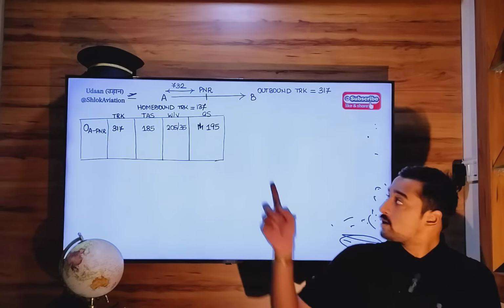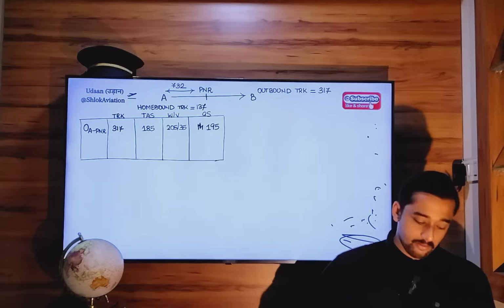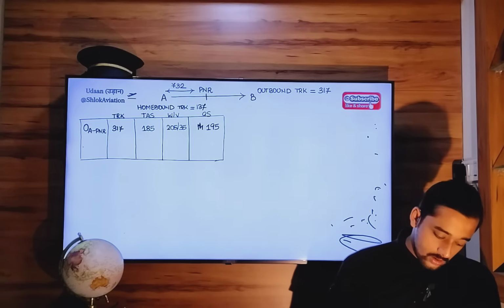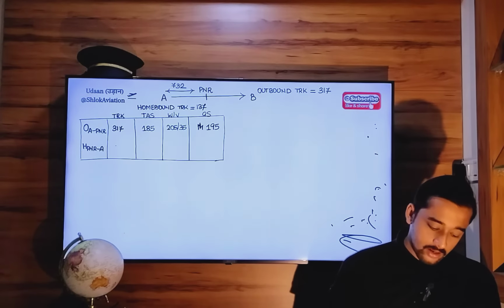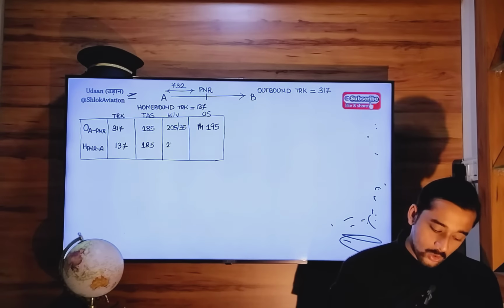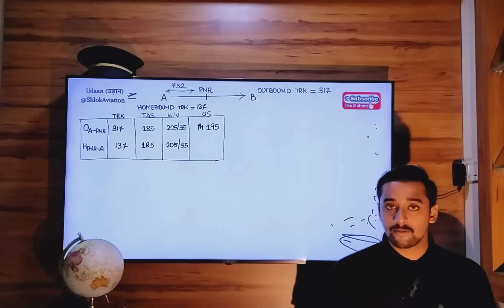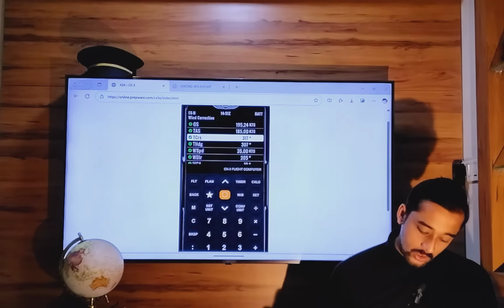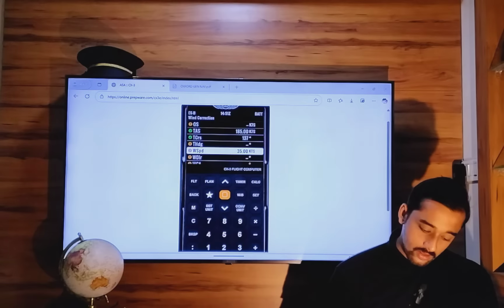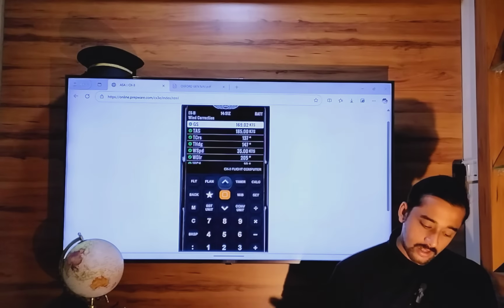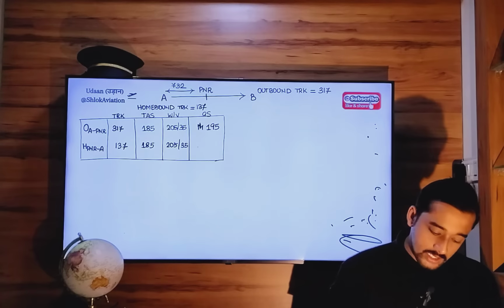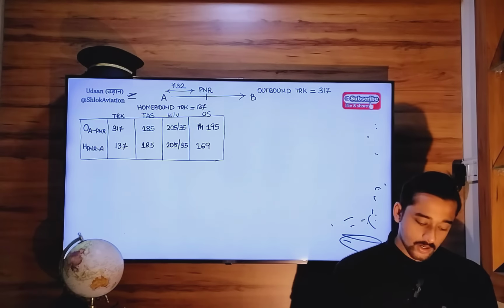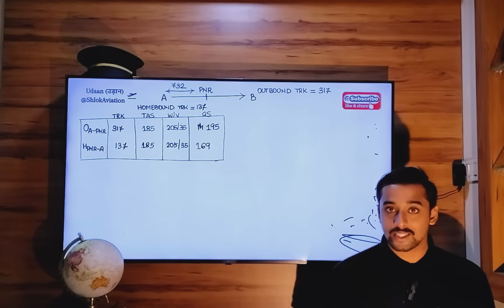Now we are going to come back from point of no return to point A, departure point. So homebound PNR to point A, track will be the reverse track, homebound track 137, TAS remains the same, and winds are the same as given in the question, 205 at 35. So everything remains the same except your track or course. So now TAS 185, course 137. With this your ground speed will be 169 knots. Okay, so outbound speed 195, homebound speed 169.